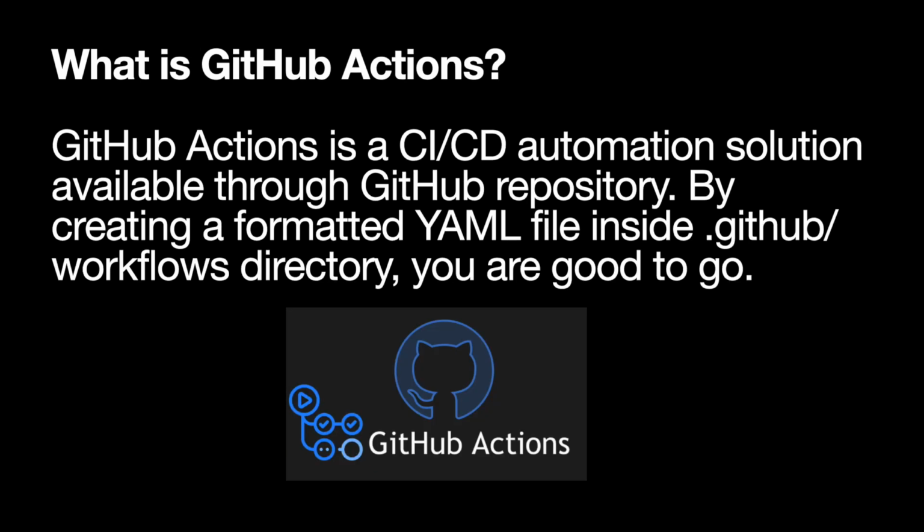Then there is GitHub Actions. So what is GitHub Actions? I cover GitHub Actions in other videos too, so you might want to check those out. I have a few examples and videos about different CI/CD usage with GitHub Actions. But GitHub Actions is a CI/CD, which stands for Continuous Integration, Continuous Deployment, automation solution made by GitHub, available through a GitHub repository. By using a formatted YAML file inside the .github/workflows directory, you're good to go, and you'll learn how to do so.